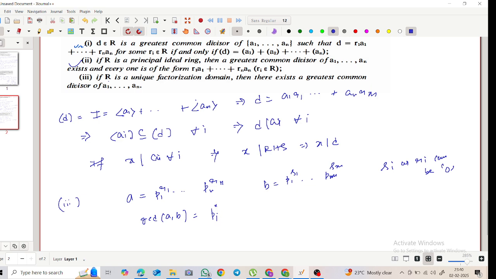So this is like the minimum of r1 and s1 as the power, up to the minimum of rm and sm, and you can show that this actually will satisfy the criteria for the GCD.